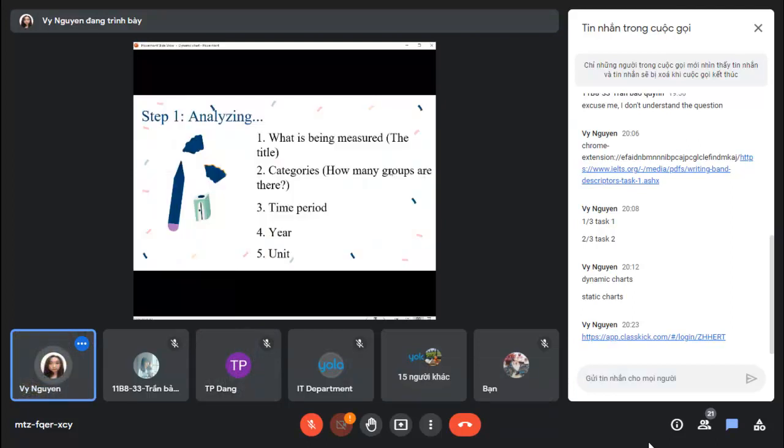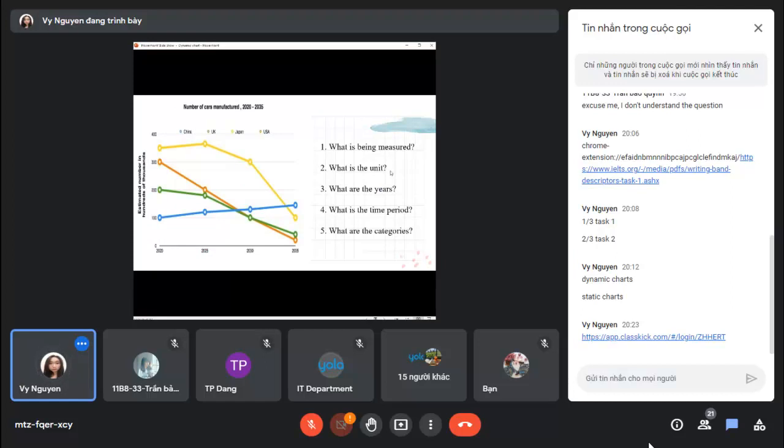Okay, so step one, we have to look at 5 things when we analyze the dynamic charts, right? The first thing to look at is the title, to know what is being measured. The next one, we look at the groups. How many groups are there? And then we look at the time period, the years, and finally we pay attention to the units. For example, this one, right?